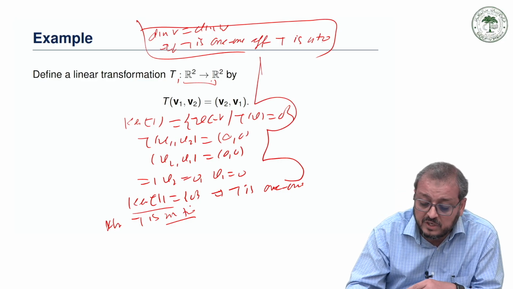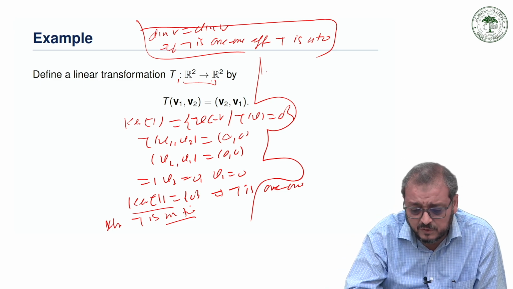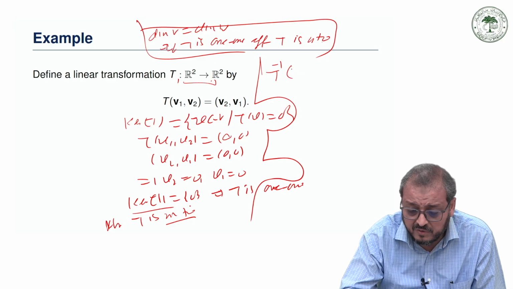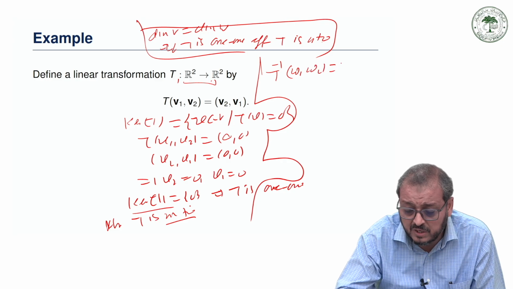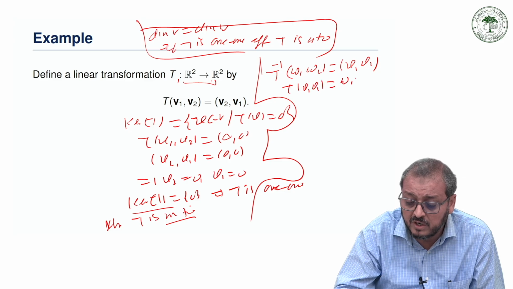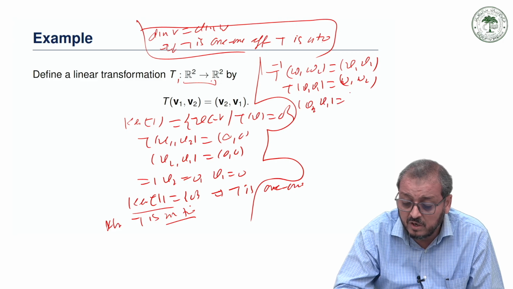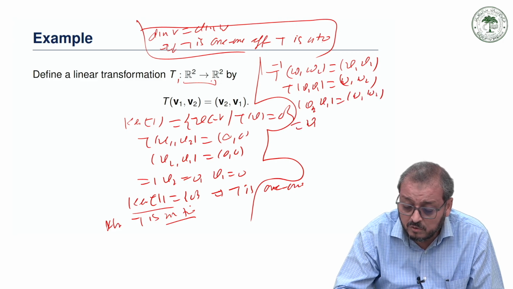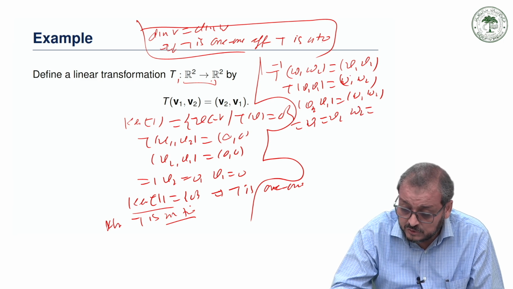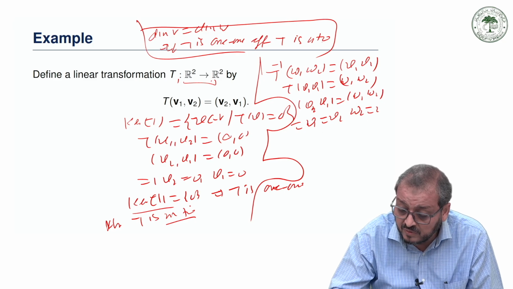So T is one-one and onto, which means the inverse also exists, and we can write T inverse as follows. Take an element w1, w2 equal to some v1, v2. This can be written as T of v1, v2 is equal to w1, w2, and then v2, v1 is equal to w1, w2. So w1 is equal to v2, and w2 is equal to v1.